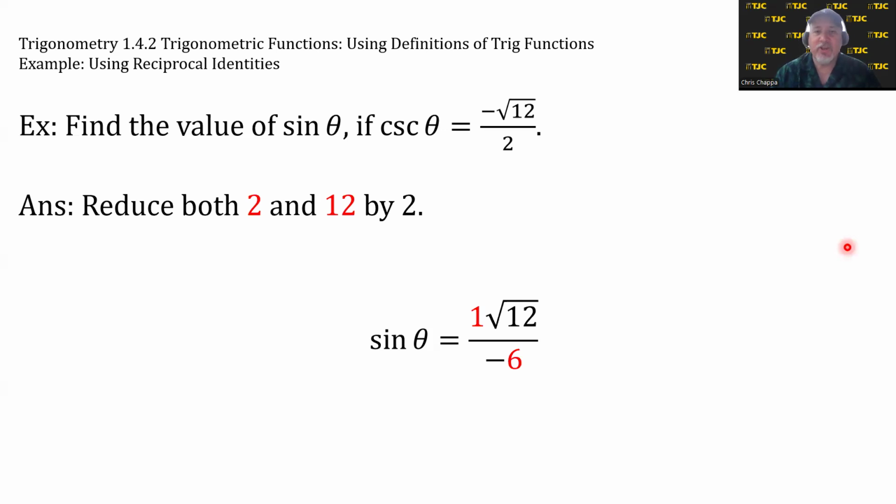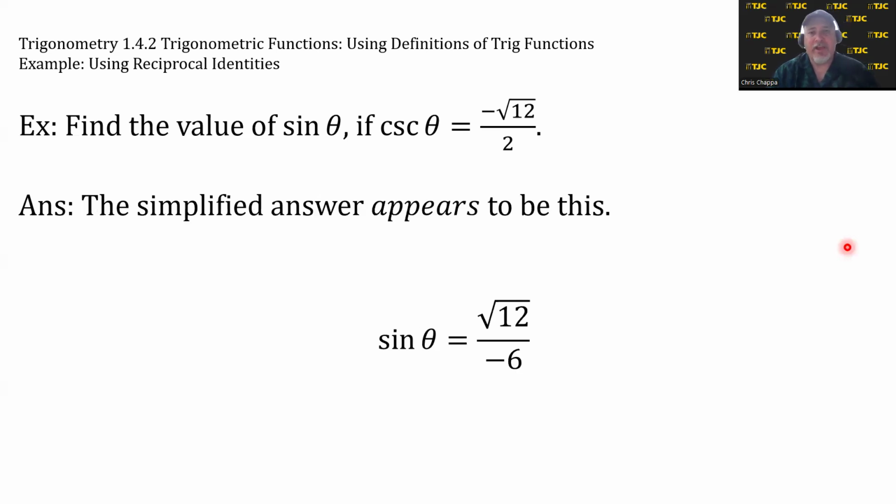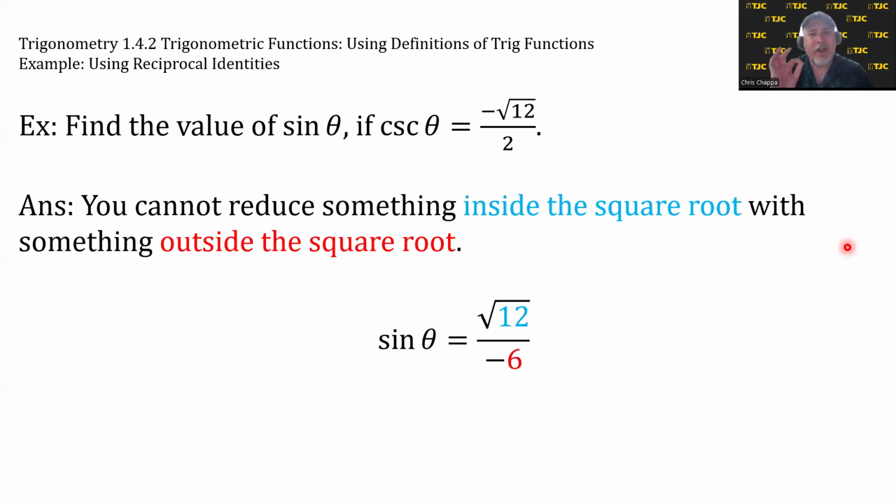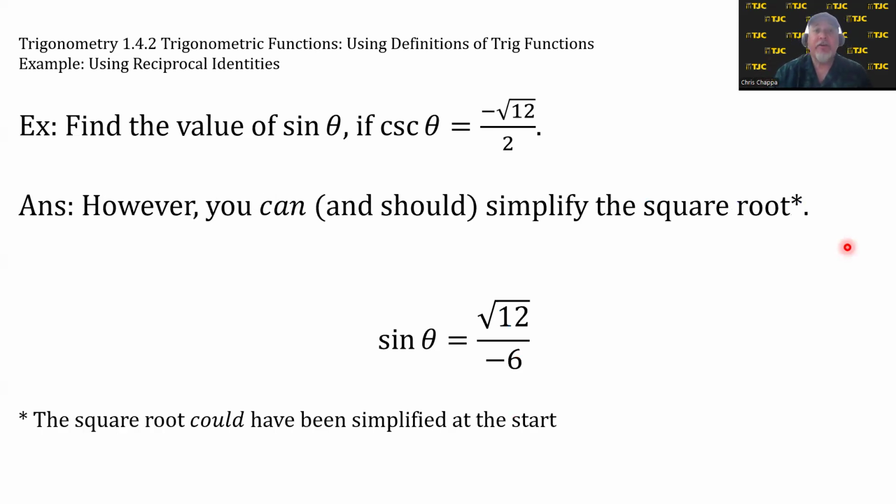Well, negative 6. And the 1 on the top can be ignored because 1 times the square root of 12 is the square root of 12. So now we appear to have a simplified answer of the square root of 12 over negative 6. But 2 comments. Number 1, you'll be tempted to reduce the 12 and the 6. Don't. You cannot reduce something inside the square root with something outside the square root. However, you can and should simplify the square root.